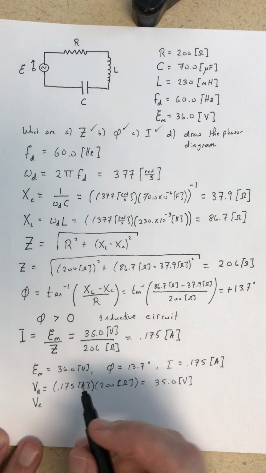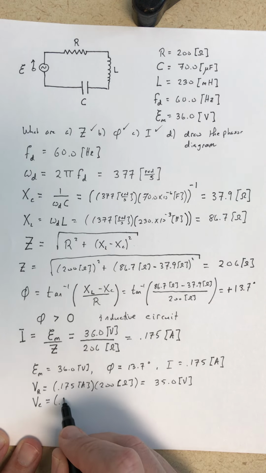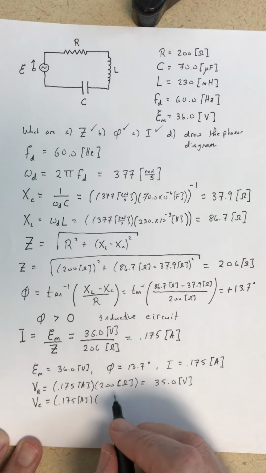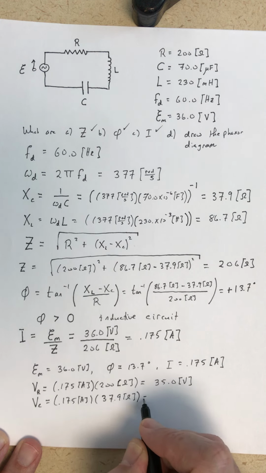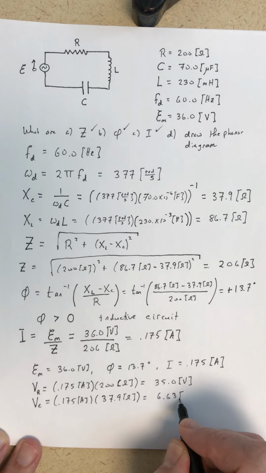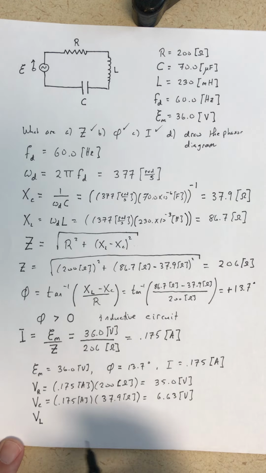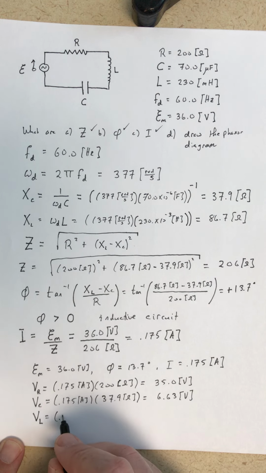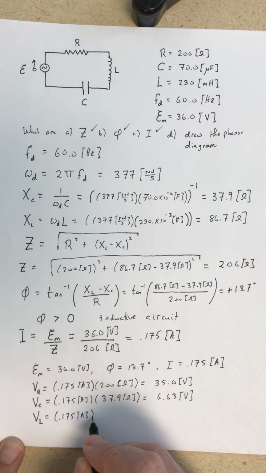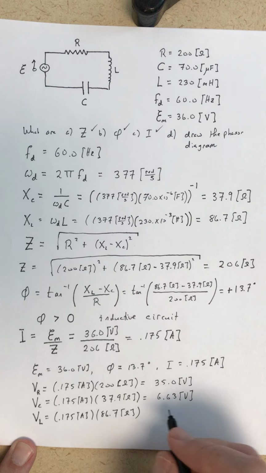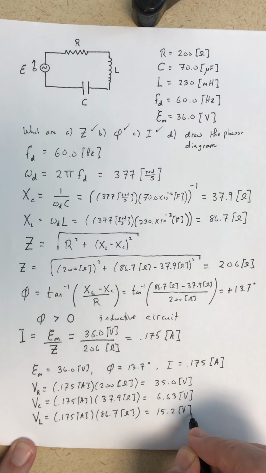Voltage amplitude for the capacitor: 0.175 amps times the capacitive reactance, which we found to be 37.9 ohms. It would be 6.63 volts. And the voltage amplitude for the inductor, same current amplitude, 0.175 amps, and 86.7 ohms. So it'd be 15.2 volts.